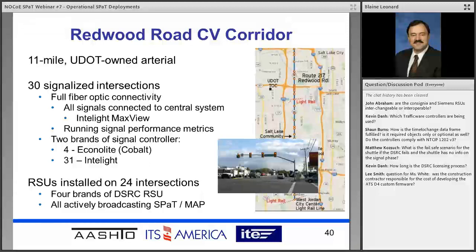We then went ahead and started installing DSRC RSUs on these intersections. We eliminated 6 intersections because they have some other kind of complexity going on, and we actually didn't want to mess with them. So we've got DSRC on 24 intersections. We made a conscious decision up front to try 4 different brands of DSRC to play with the interoperability issues and to look at performance and those other kinds of things. And all of these intersections are now actively broadcasting SPaT and MAP.